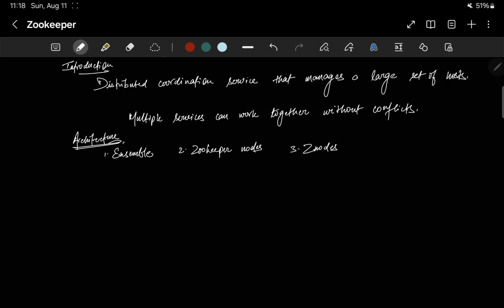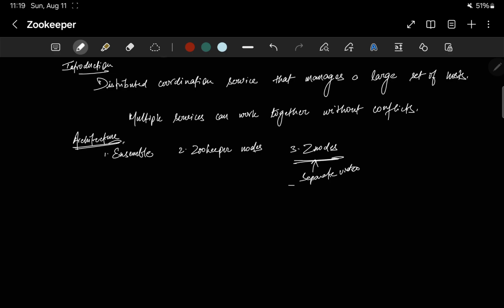So there are three types of Z nodes: persistent Z nodes, ephemeral Z nodes, and sequential Z nodes. Persistent Z nodes remain in the ZooKeeper system until explicitly deleted. Ephemeral Z nodes are automatically deleted when the client that created them disconnects, often used for leader election and service registration. And sequential Z nodes have a sequence number appended to their name, providing a unique identifier reflecting the order of creation. Actually, Z nodes is a vast topic, so I will create a separate video on Z nodes.